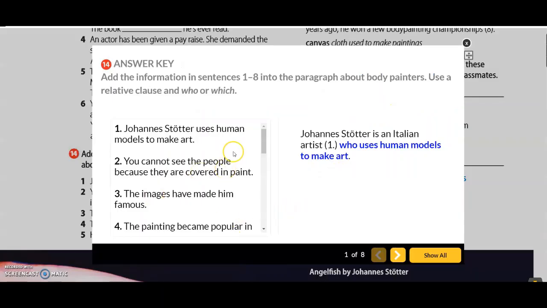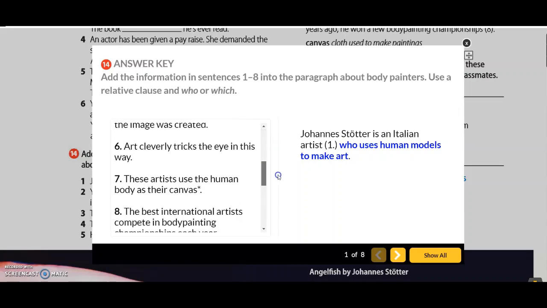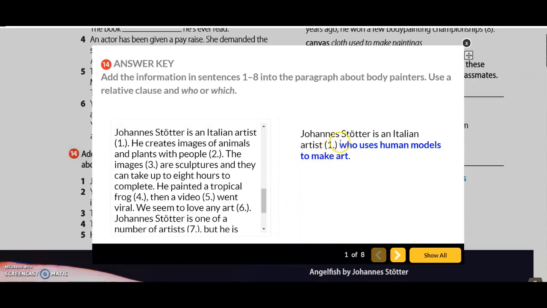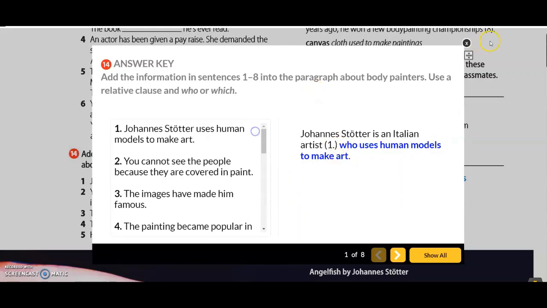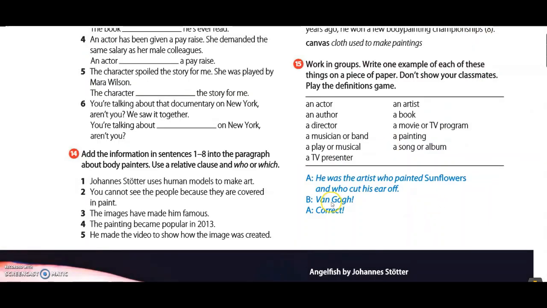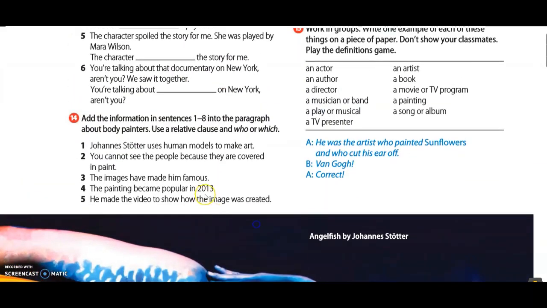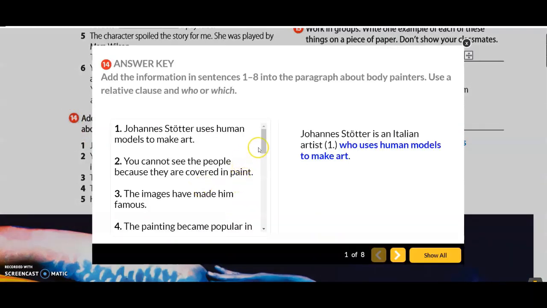Okay guys, so now in exercise 2 we have: you cannot see the people because they are covered in paint. So from exercise number 2 to number 8 we have to complete it like in example 1. Okay, so pause the video and you should write them in your notebook because we don't have much space here. I'm going to pause the video and then we're going to check the answers.